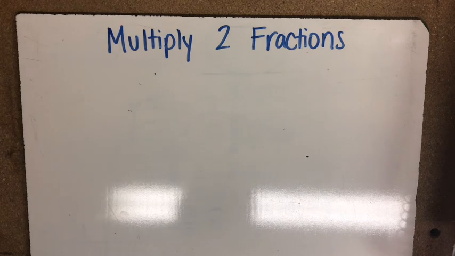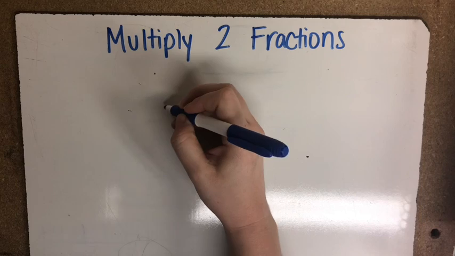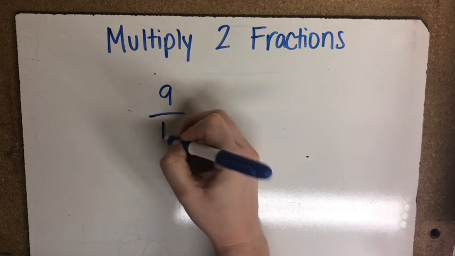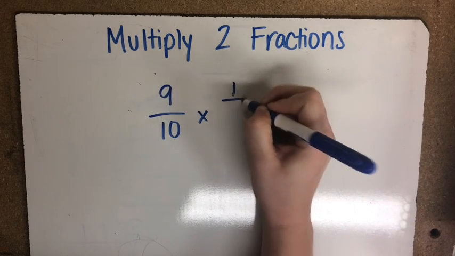Today we're going to look at how we multiply two fractions. The great thing about multiplying fractions is it's actually a lot easier than adding and subtracting fractions. You do not have to worry about finding common denominators in order to multiply two fractions. Let's use the example 9/10 times 1/2.